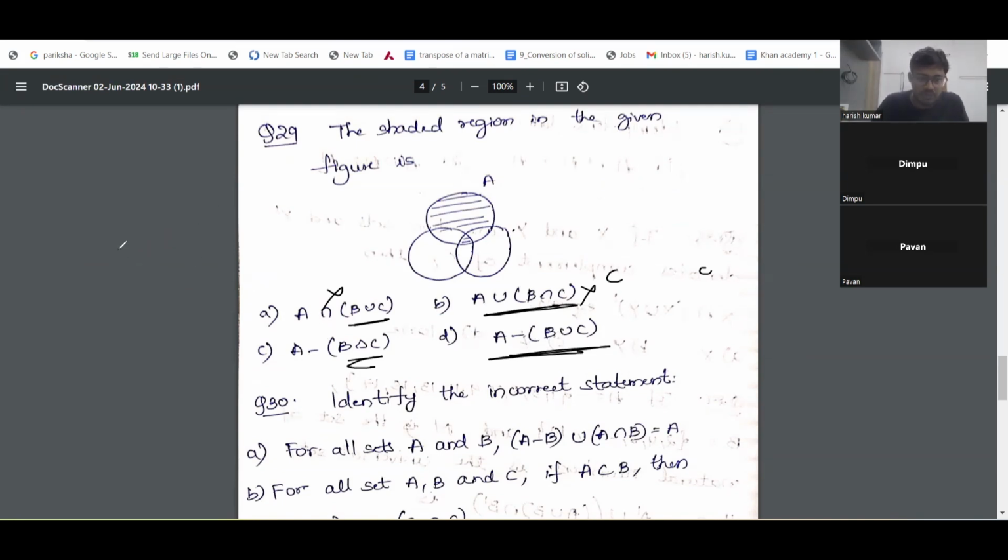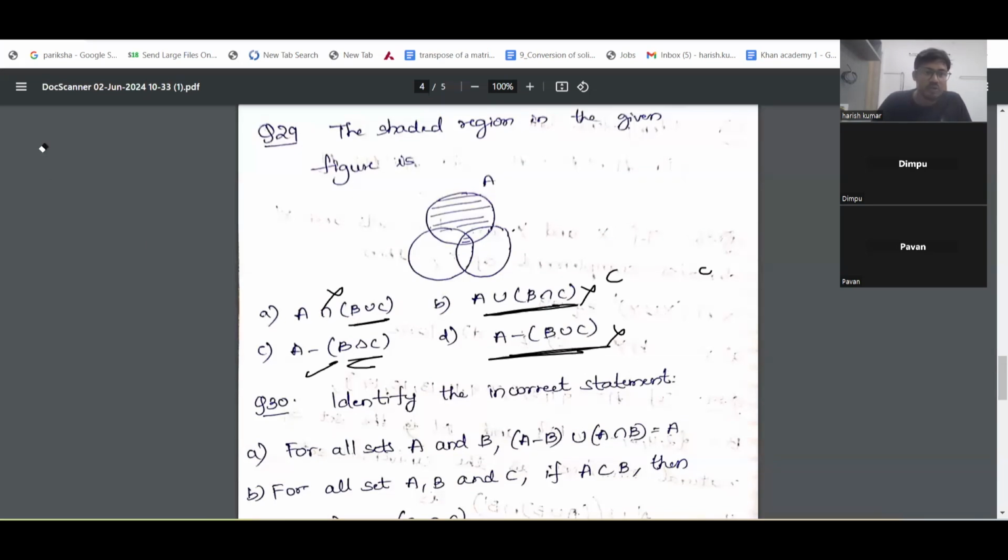A minus B union C. So B union C means this entire part. Now A minus B union C means whatever is in A and which is not in B union C. So this one. But here I will not get this common part. Yes or no? Yes, sir. So that's the reason this is also a wrong answer. So the only right answer is option C. But we will check this as well, right?